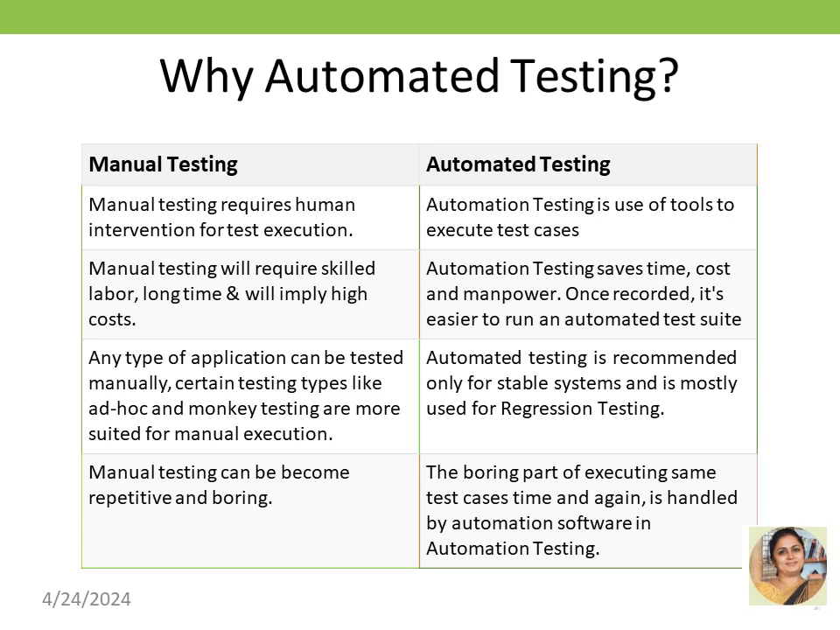Manual testing will require skilled labor, long time, and will imply high cost. Any type of application can be tested manually, and certain types, like ad hoc and monkey testing, are suitable for manual execution. Automated testing is recommended only for stable systems and is mostly used for regression testing. Manual testing can become repetitive and boring, but the boring part of running a test case time and again is handled by automation software in automation testing.